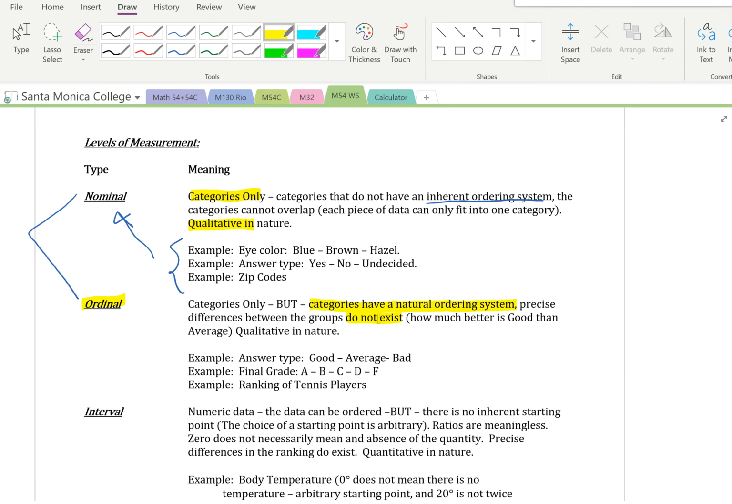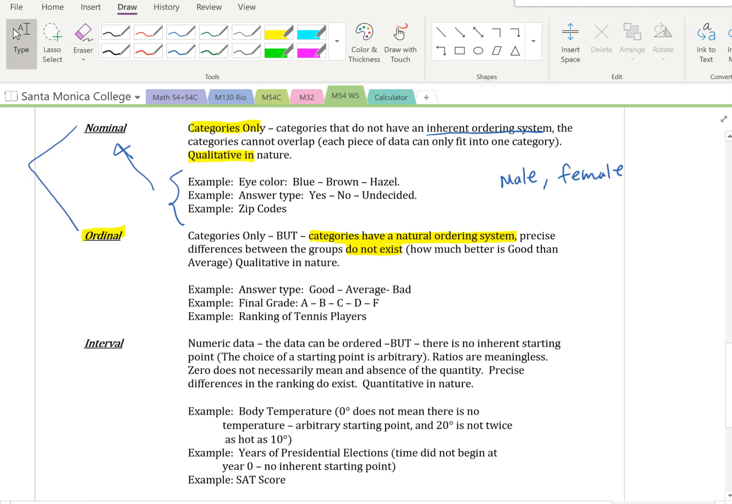Examples of ordinal are good, average, and bad. Another example would be a final grade: A, B, C, D, E, F. A third example would be the ranking of tennis players. Those are ordinal. A common mistake: students often confuse nominal with ordinal. If you're given qualitative data, it could be nominal or ordinal. One commonly used example is male and female. A student could be male or female, and notice that there's no inherent ranking here.